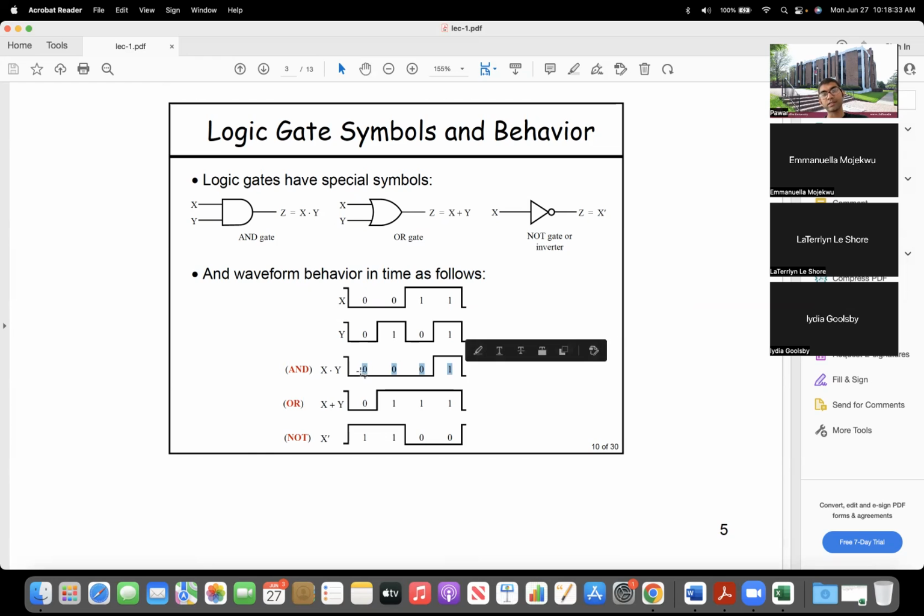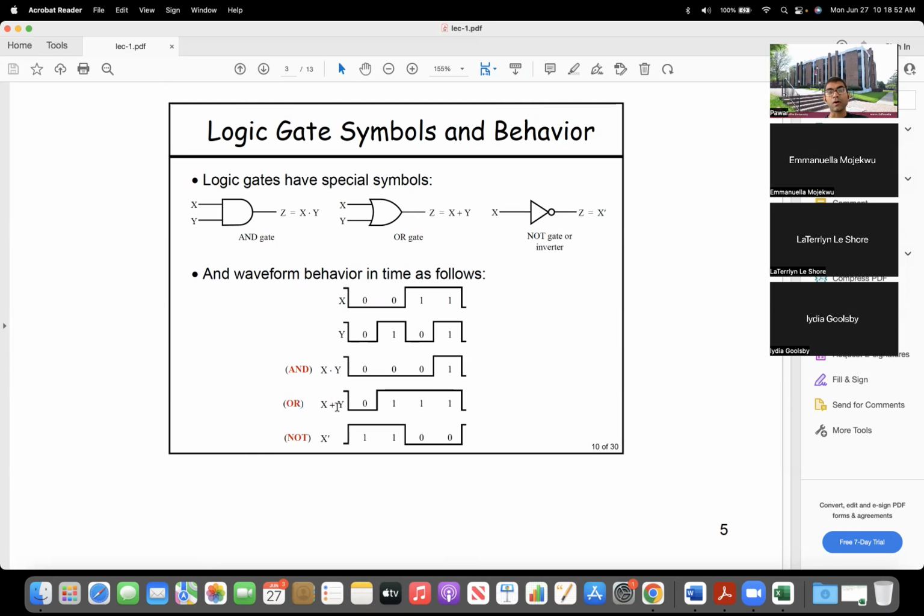And to present that, 0 is depression, 0 is depression, 0 is depression, 1 is elevation, right? So it's just a different way of presenting your truth table, right? And this presentation is called waveform, right?